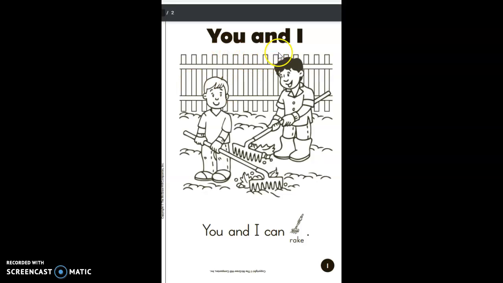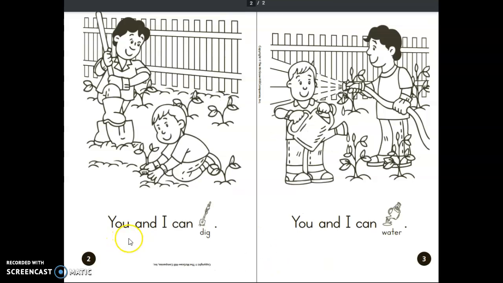You and I. You and I can rake. You and I can dig. You and I can water.